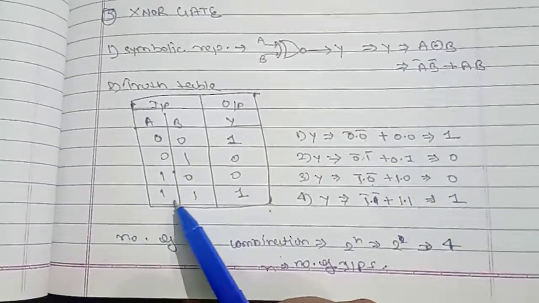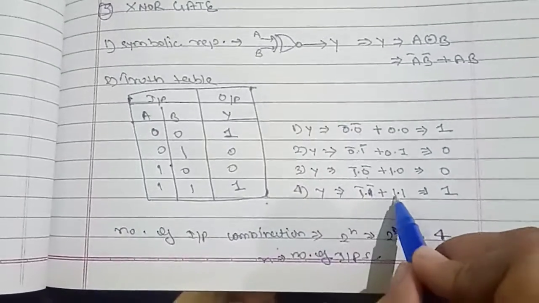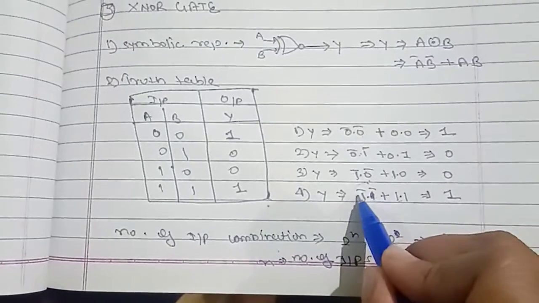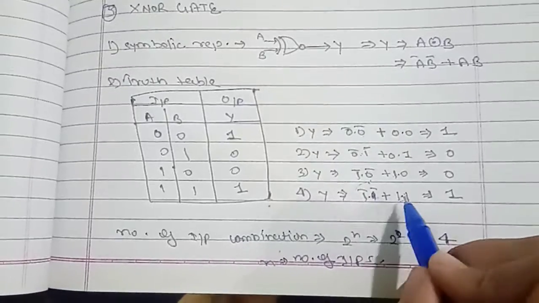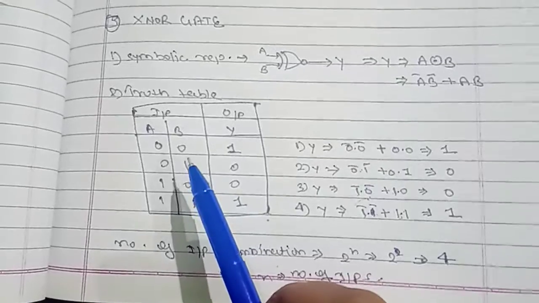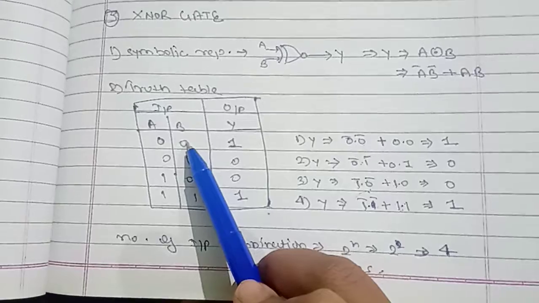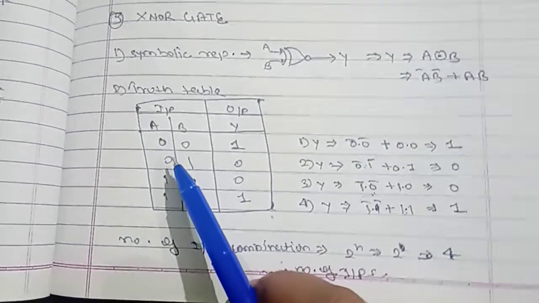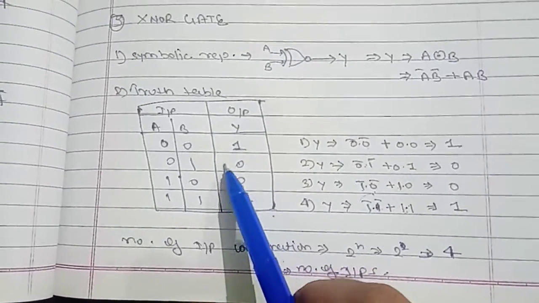In the fourth case both values are 1. So A and B values are 1, and here also 1. So 1 bar will give 0, and 0. So 0 dot 0 is 0 and 1 dot 1 is 1. So overall value will be 0 plus 1, which is 1. So if we see the truth table, we can clearly observe whenever the inputs are same, output will produce 1, and whenever the inputs are different, in that case it will generate 0 output.